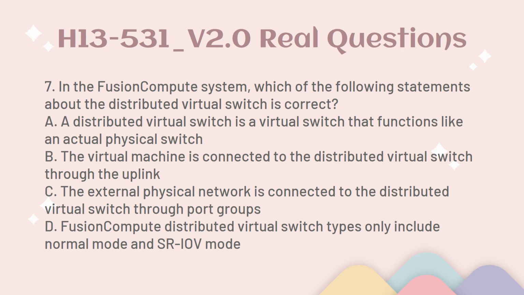7. In the FusionCompute system, which of the following statements about the distributed virtual switch is correct? A. A distributed virtual switch is a virtual switch that functions like an actual physical switch. B. The virtual machine is connected to the distributed virtual switch through the uplink. C. The external physical network is connected to the distributed virtual switch through port groups. D. FusionCompute distributed virtual switch types only include normal mode and SR-IOV mode.